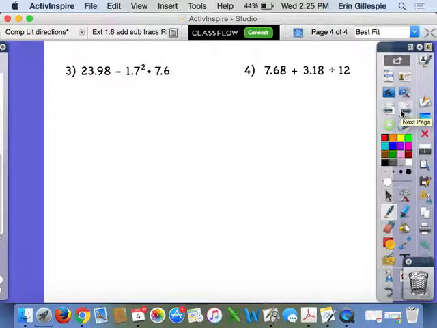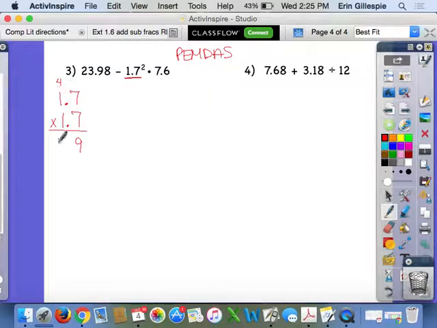Now let's look at number 3. 23 and 98 hundredths minus 1 and 7 tenths squared times 7.6. Let's think about order of operations. What would we do first? Hopefully you're saying to yourself, exponents. So 1.7 squared, remember, means 1.7 times itself twice. 1.7 times 1.7. So 7 times 7 is 49.